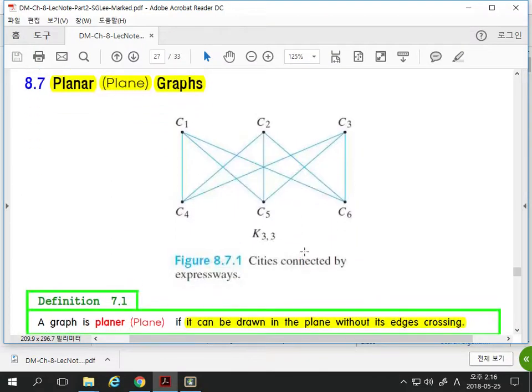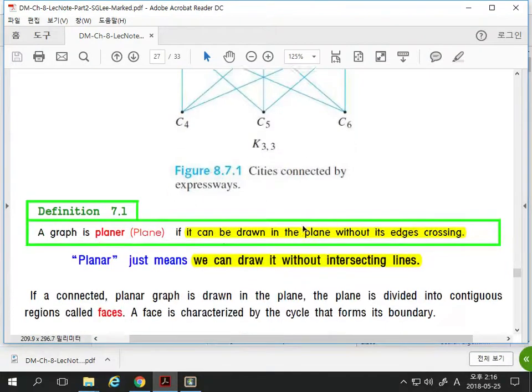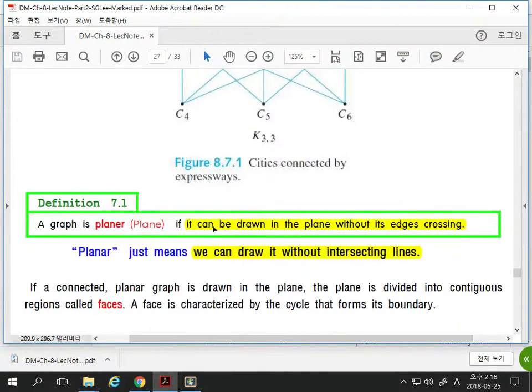Next, planar graph. Planar, section 8.7. Planar graph. It's also called a plane graph. Okay, a graph is planar if it can be drawn in the plane without its edges crossing. So planar just means we can draw it without intersecting lines.